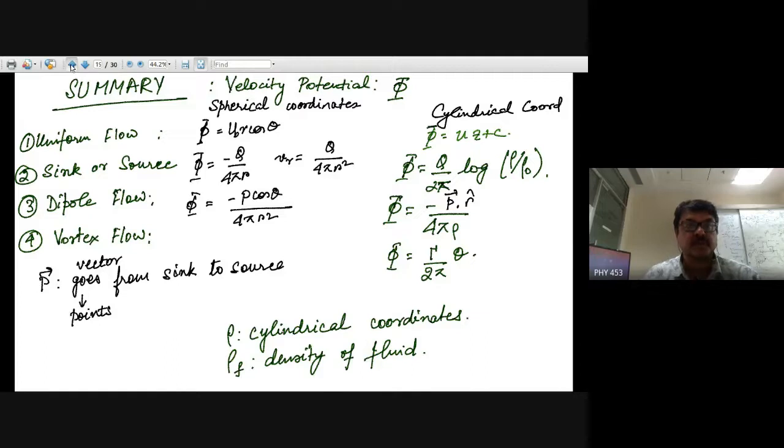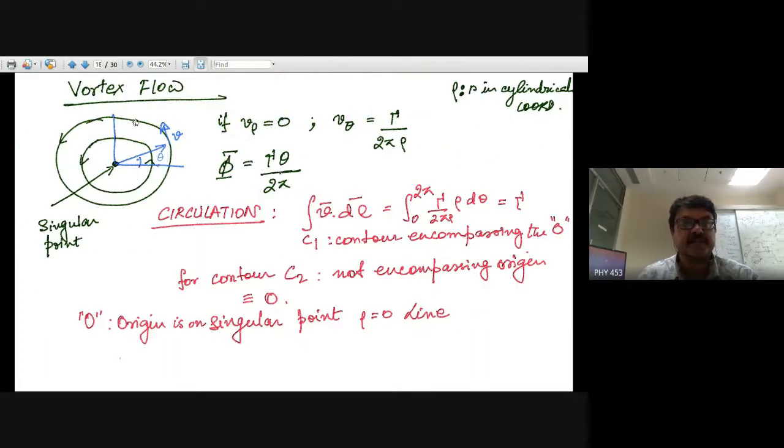So for the vortex flow, what you have is essentially streamlines which are going in circles, and rho, which is basically the radial direction in cylindrical coordinates. And when we refer to the density of the fluid, I shall use rho f, rho for fluid. Rho here is radius in the cylindrical coordinates, just reminding you. So v rho, essentially the velocity in the radial direction, is 0.